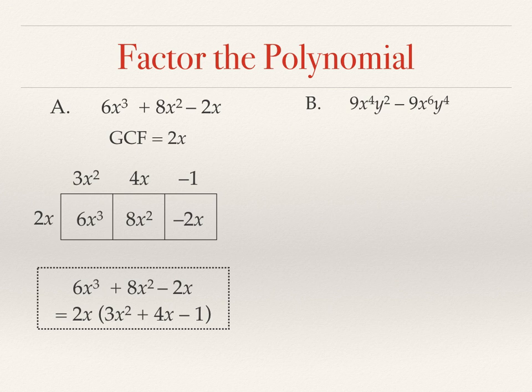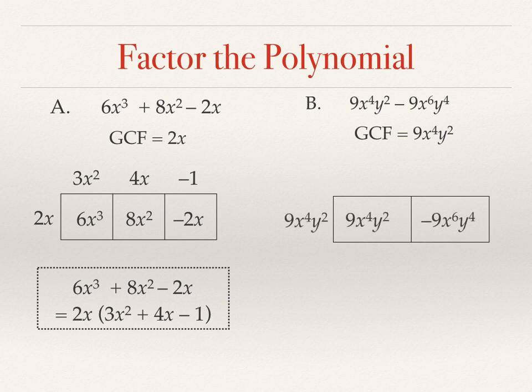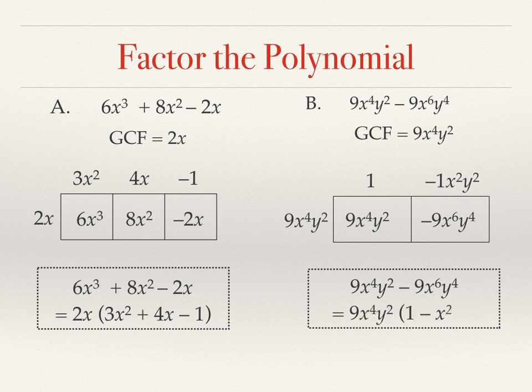All right, example B, the greatest common factor is 9x to the fourth y squared. That's the biggest factor that will go into both terms evenly. And again, we'll divide by that greatest common factor, and we will rewrite our polynomial as the product of two factors. So the direction there, when it says factor the polynomial, remember you want to write it as a product of factors.